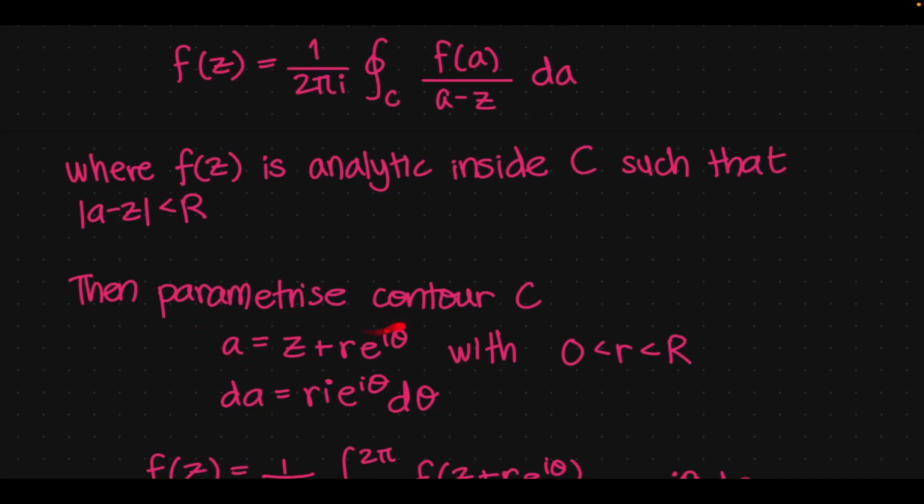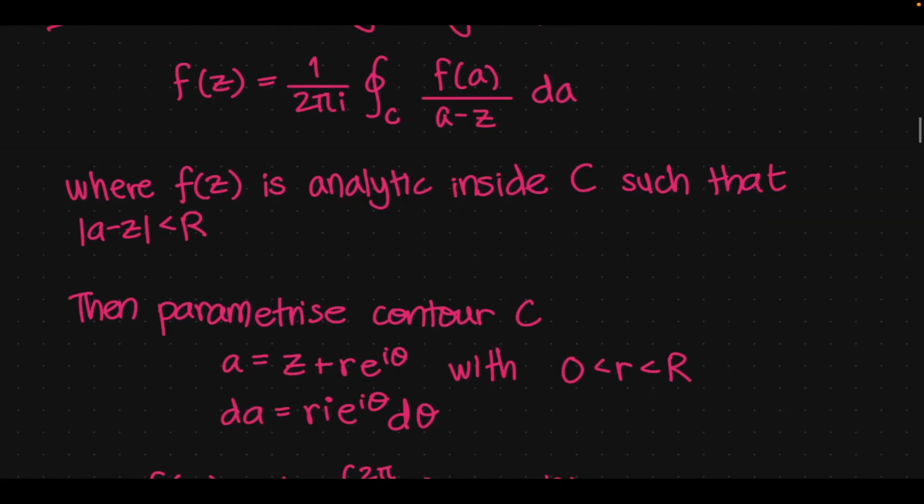So then we parameterize contour C, because contour C is such that it's around the point z. So a, which was the contour integration variable, will be parameterized as a circle centered at z. So we have z plus r e to the i theta, with r going from 0 to capital R. dA is then r i e to the i theta d theta, because z is a constant. z is just some fixed complex number, which is well represented by the left hand side.